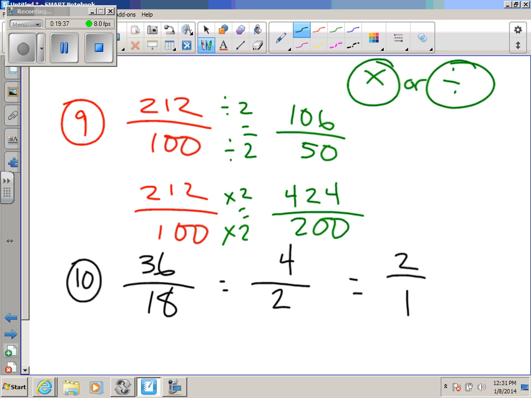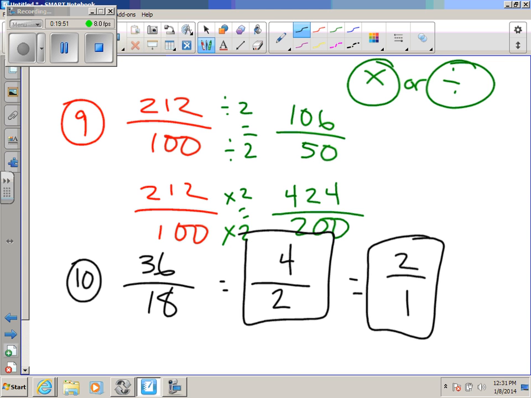Do I need both values? Do I need the 2 over the 1, or can I just call this 2? I need both values because it's a ratio and it compares two values, two quantities. So either of these would be acceptable.